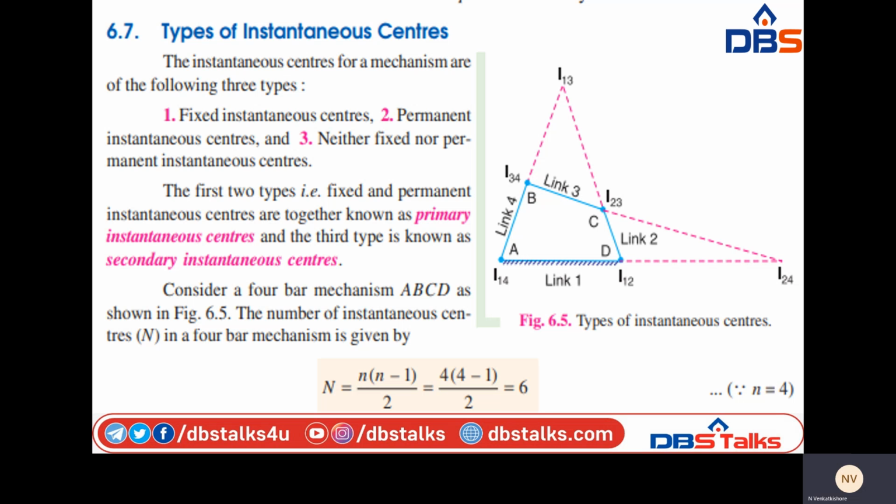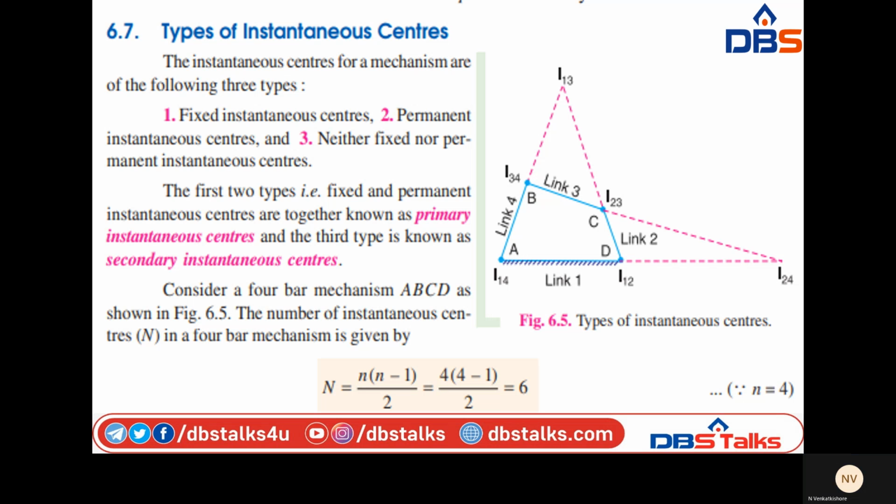To explain these, I am considering a 4-bar mechanism. In the mechanism, one bar, I mean one link, is fixed. So here is the 4-bar mechanism ABCD, and the number of instantaneous centers in a 4-bar mechanism is given by the formula n = N(N-1)/2. The number of links is 4, so 4 into 3 by 2, totally 6.